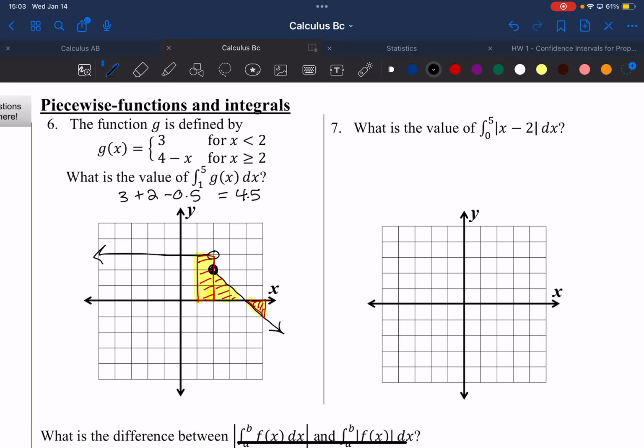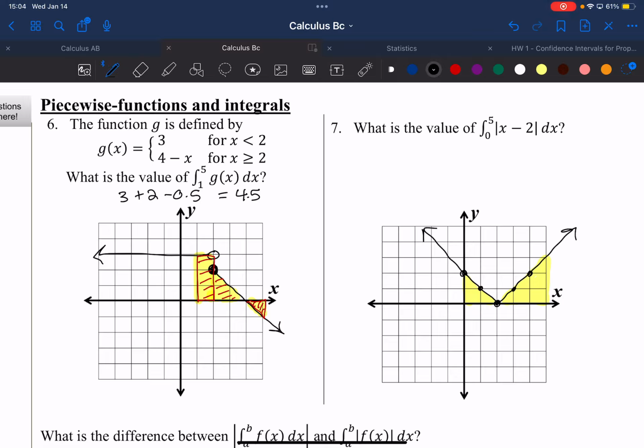Now let's look at number 7. Number 7 says, what is the value of the integral from 0 to 5 of the absolute value function x minus 2 dx? So first we graph that absolute value function. Once we graph it, we want the area from 0 to 5. So that's this little triangle here, and then this larger triangle here.